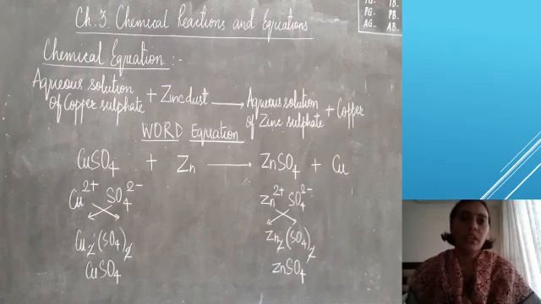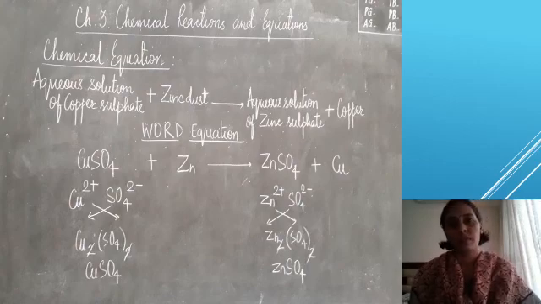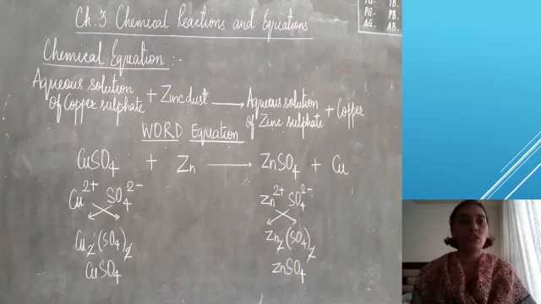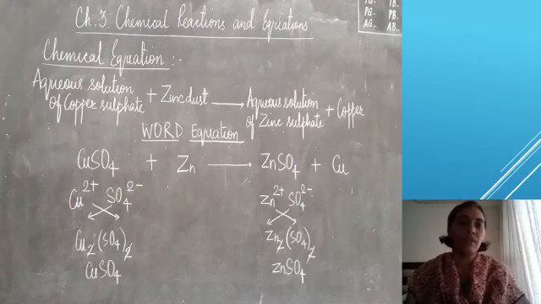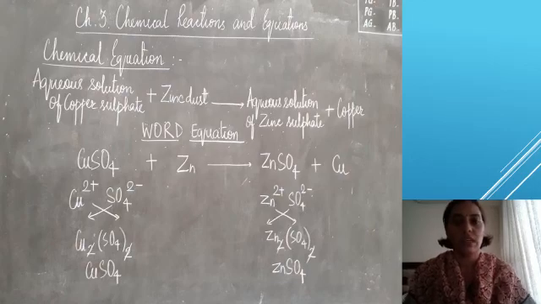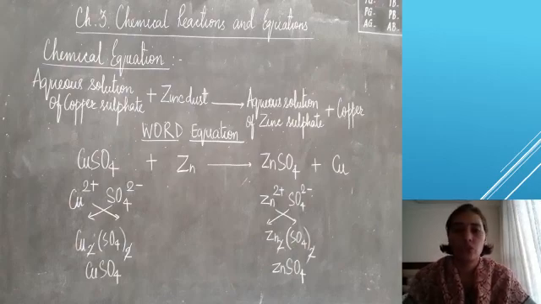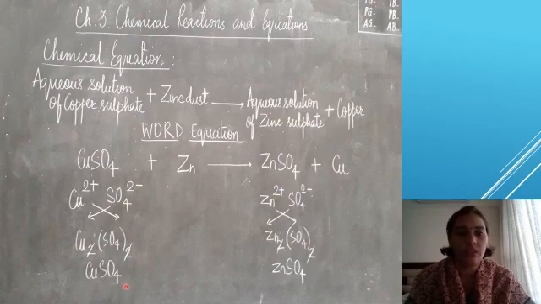Now, why do we need to convert a chemical reaction into a chemical equation? Because when we write down a chemical reaction, we generally write it in the form of words. It's called a word reaction. Like here, one example is given to you. Aqueous solution of copper sulfate plus zinc dust, and an arrow, that is, products are aqueous solution of zinc sulfate and copper. So this is called a word equation.